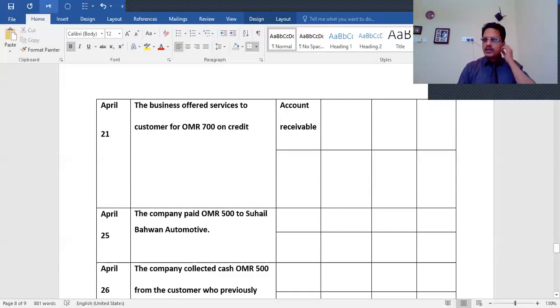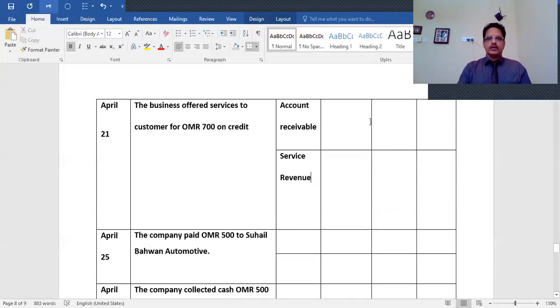Normally we write it in two ways. In Tally we use sundry debtors, account receivable of sundry debtors, or the customer name. But in our outcome it is called account receivable, so we will go according to our outcome. Now service revenue is also there. Service revenue is an income, and it is always credit.